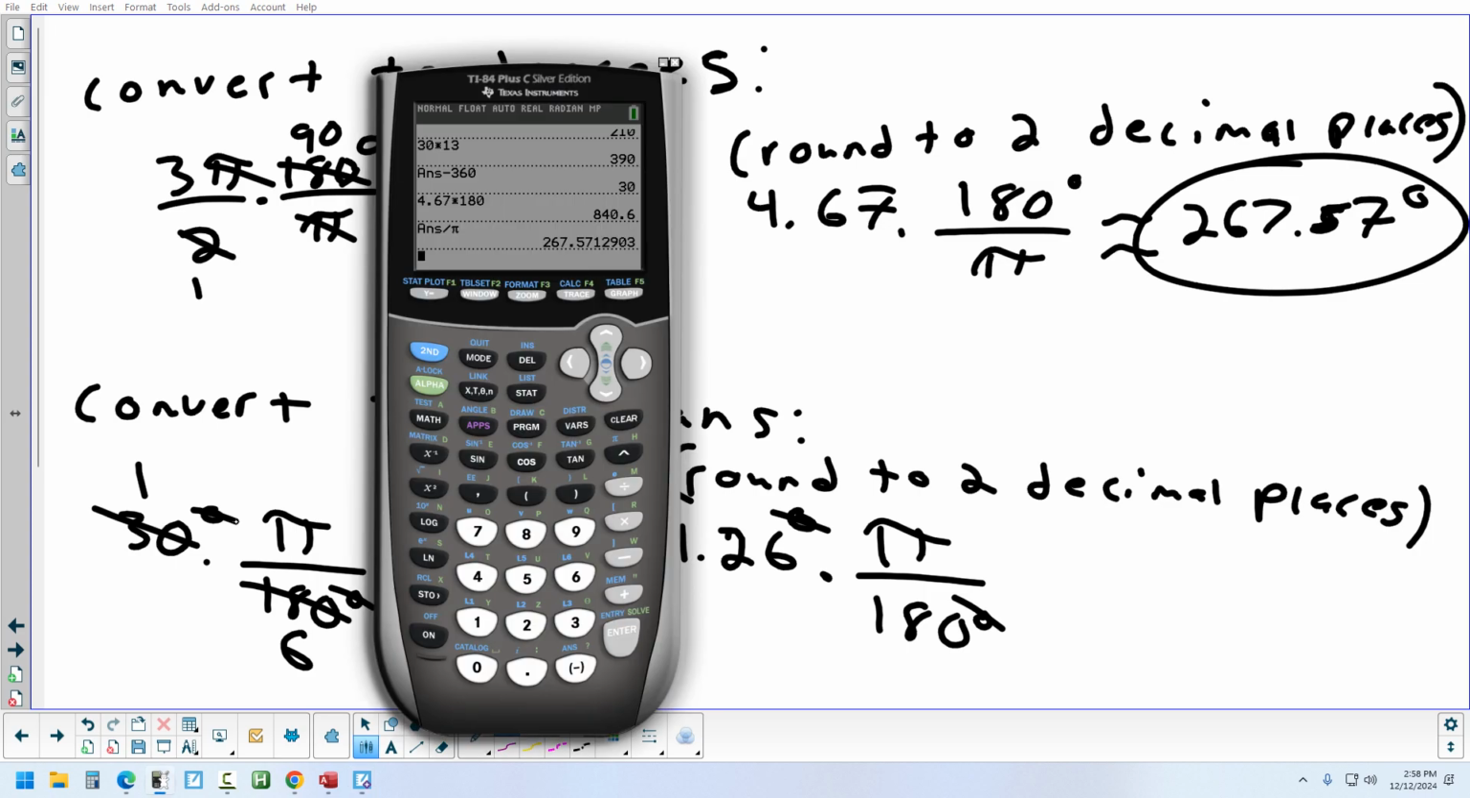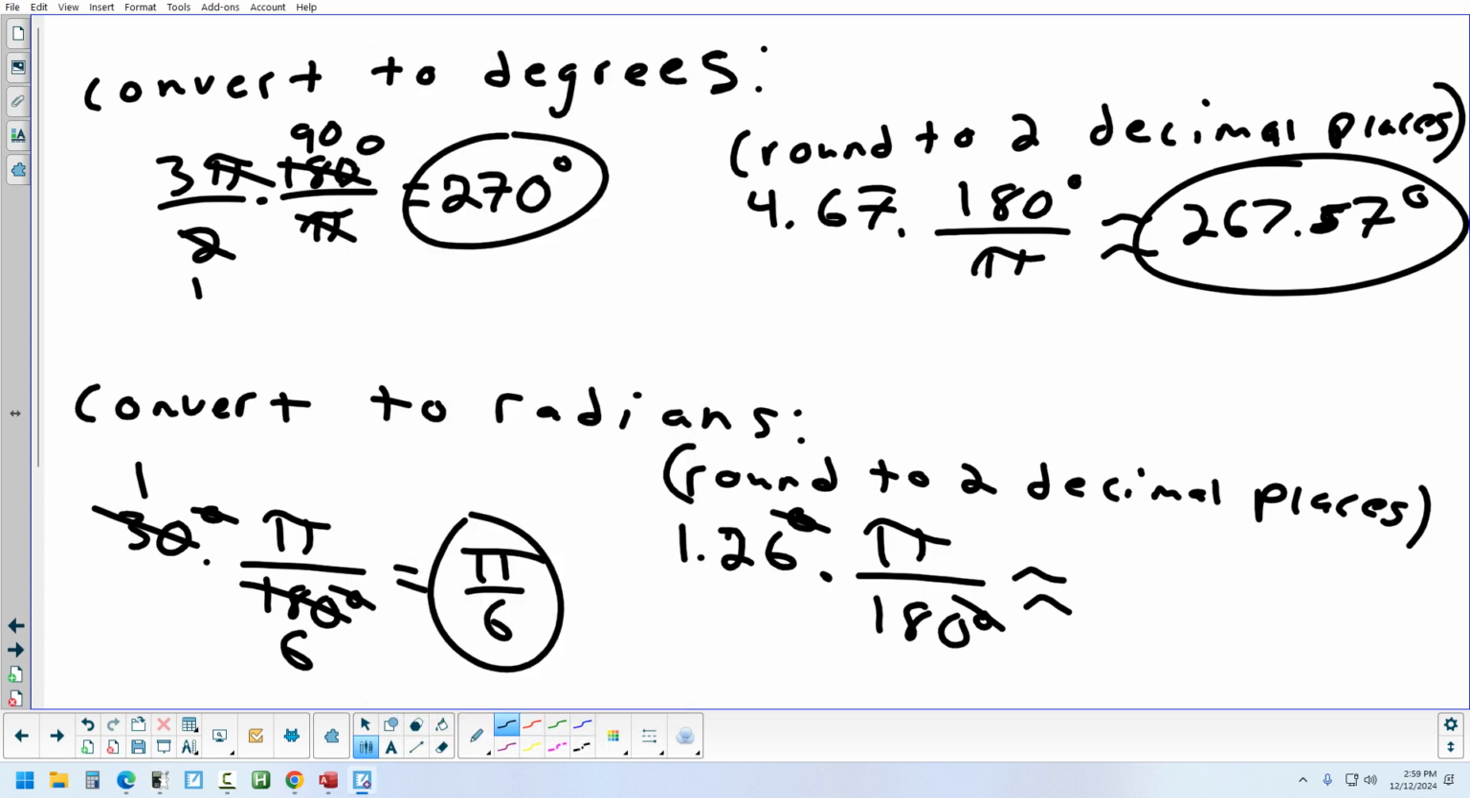And now we type it in. So 1.26. Remember, always use the pi button, and then divide by 180. All right, so that's 0.02. Well, if we're going to 2 decimal places, 0.02. And no label on that because it is in radians.